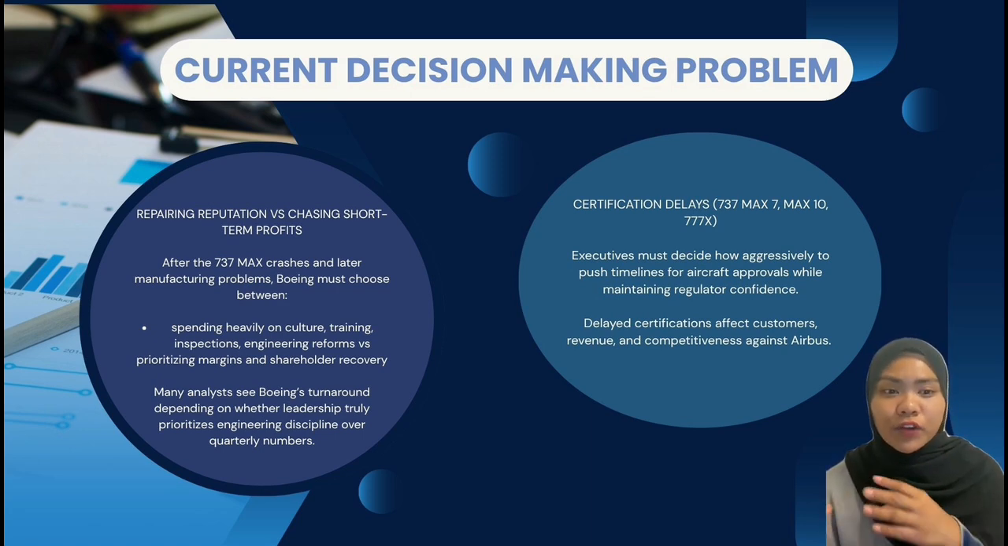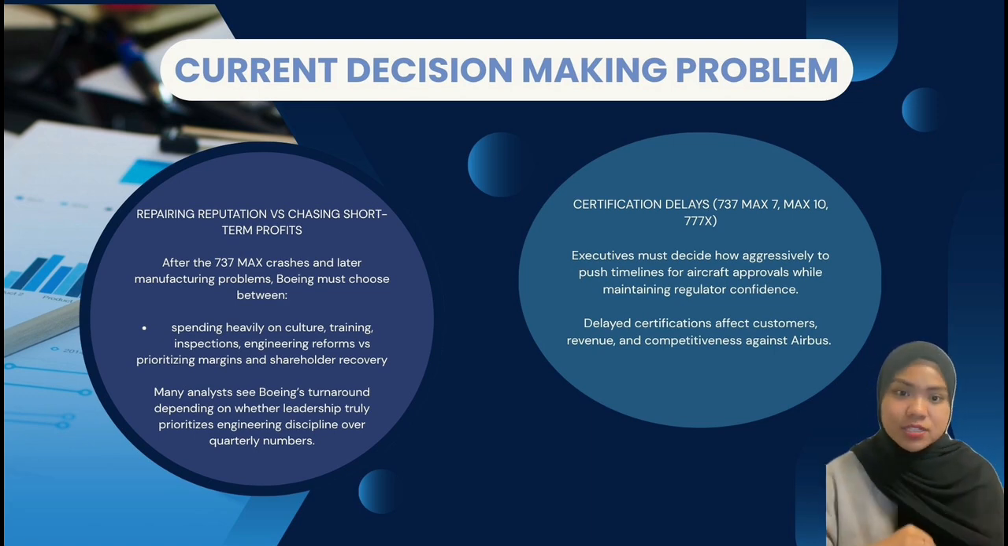Like, this is where the framework we talk about becomes so vital. If you ask industry analysts, Boeing's survival doesn't depend on how they can fix their stock price. It actually depends on whether leadership has the courage to prioritize engineering discipline over earning profits.